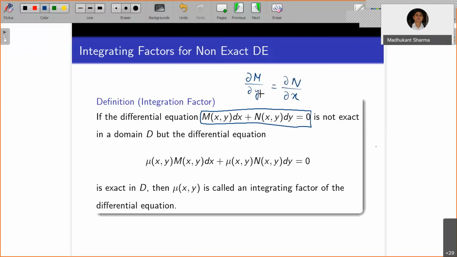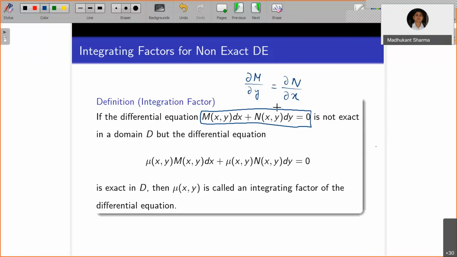Note that M is the coefficient of dx, and N is the coefficient of dy. M is the coefficient of dx, so you are differentiating partially with respect to y, the other variable. Similarly, N is the coefficient of dy, you are differentiating partially with respect to x. It's very easy to memorize this once you do 2-3 problems. Now, in the case of exact differential equations, we have seen 2 examples of how to solve.